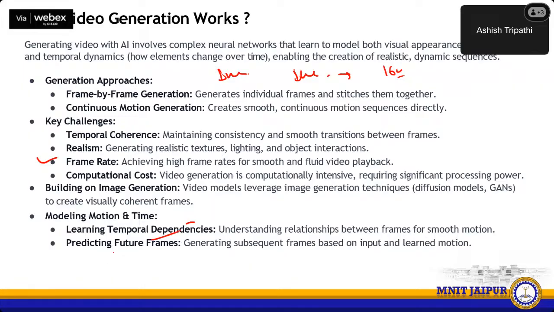You can also do a kind of motion modeling. For that, we have to predict future frames. If you are able to predict future frames, then we can do motion modeling. We can mimic the motion of some other person. This is the power of AI nowadays.